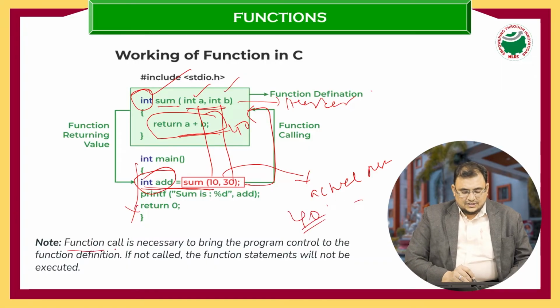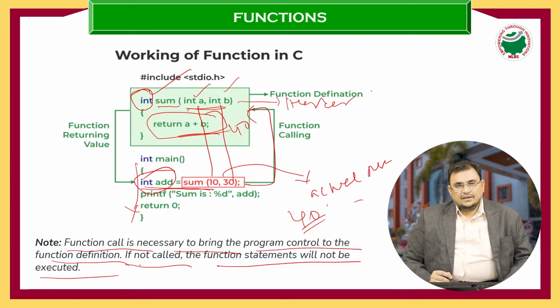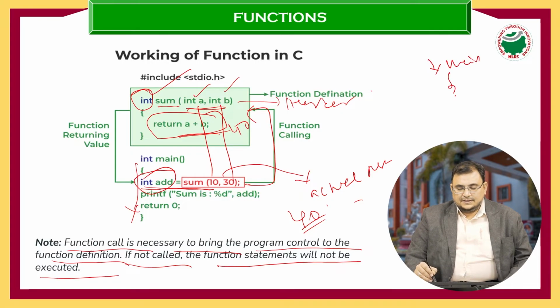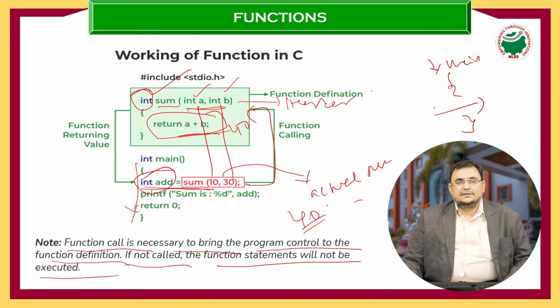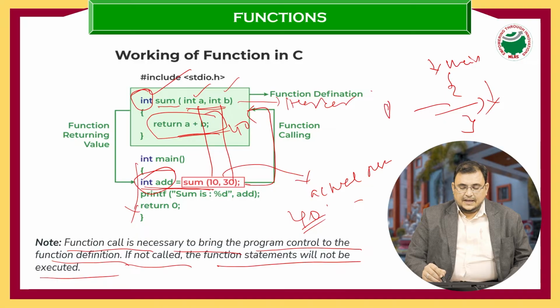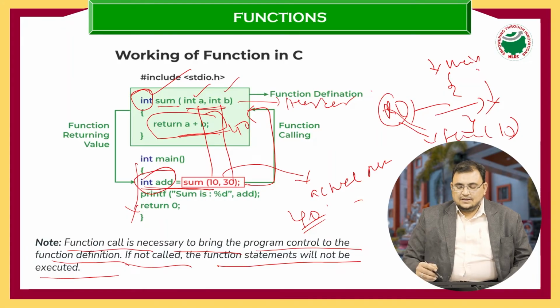So note here, function call is necessary to bring the program control to the function definition. If not called, the function statements will not be executed, because a C program starts execution with main and ends with main. Inside this you need to call the function, even though you wrote or defined it somewhere else. You must call it inside main. If the main function calls function A, and in function A you call function B, so if you are not calling function A inside main, A will not be executed and B also will not be executed.